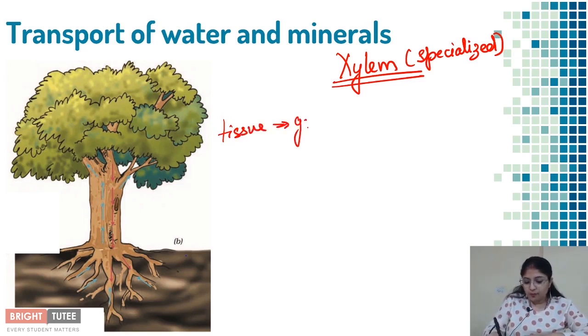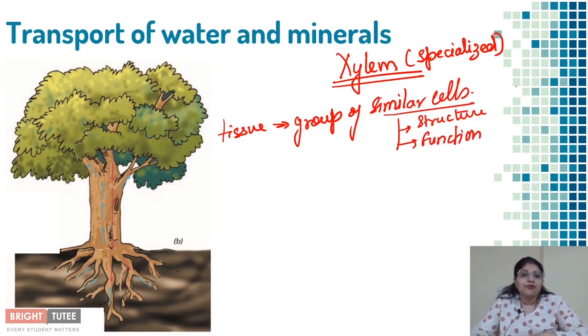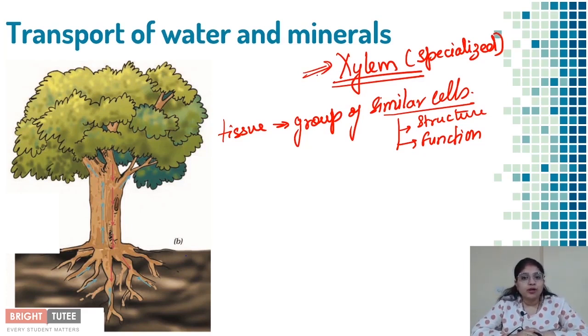A tissue is a group of similar cells, and these similar cells are similar in structure as well as function. So these are specialized cells. The vascular tissues are specialized cells, and these are basically of two types, xylem and phloem. And xylem further has different types that you will study in your higher classes. As of now, understand that xylem is the tissue which is responsible for the movement of water and minerals from the root towards the leaves.